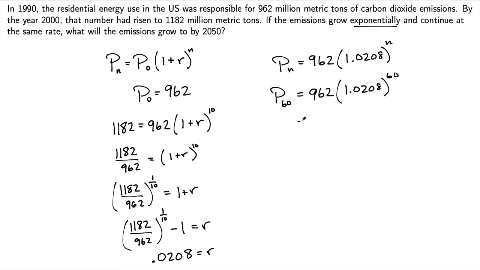Now, it's important to know that we did use a rounded form here, so it might be better to not actually type in the rounded form into your calculator, but to use the exact form. That, of course, is that 1 plus r is 1182 over 962 to the 1/10, and then raised to the 60. And this will give us an exact answer when we plug this into our calculator. This gives us approximately 3,310, and this is in million metric tons.